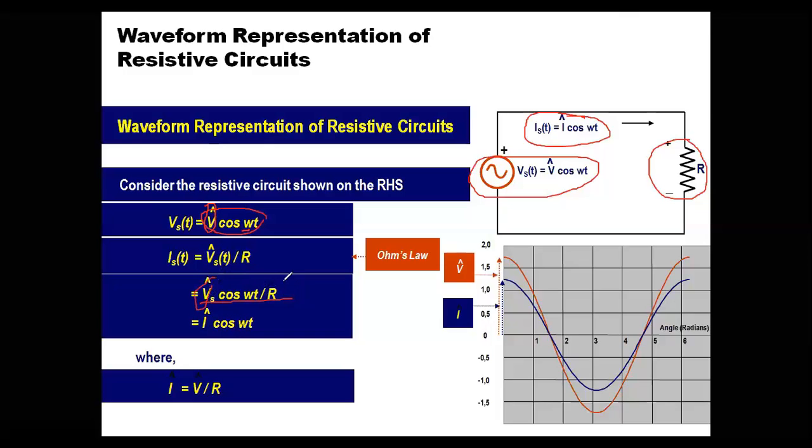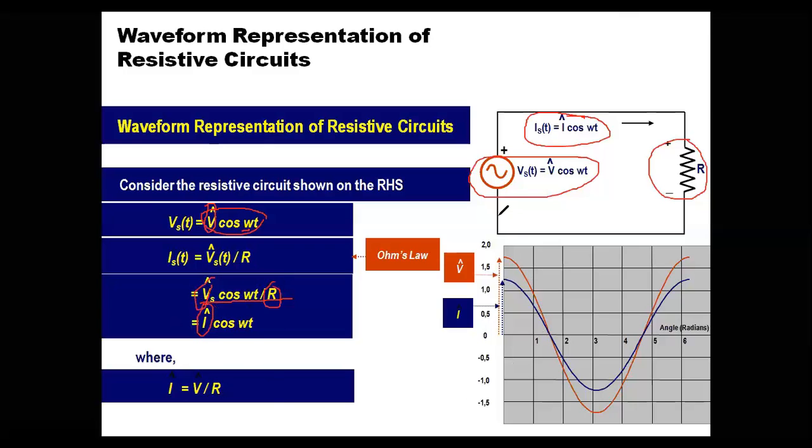Vs over R would be equal to I, which is going to be I according to Ohm's law, by the way. So eventually your Is of T will be equal to that I cos WT. And this I would mean the maximum current, or the peak current, or the amplitude of the current that we do have in the circuit.